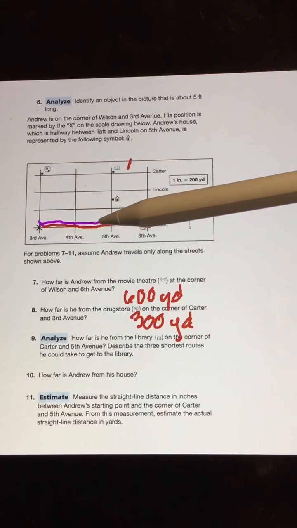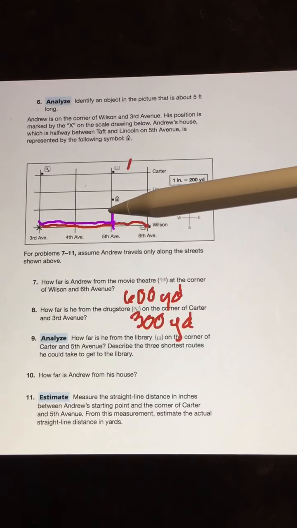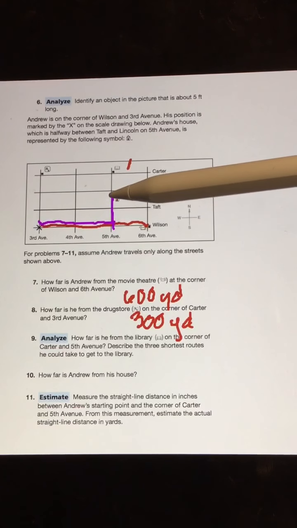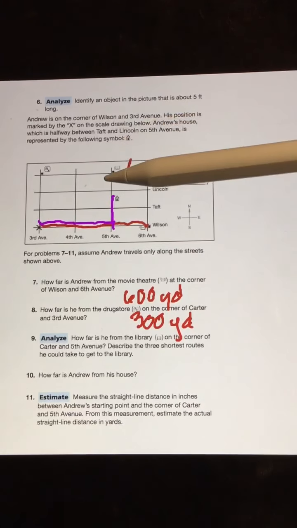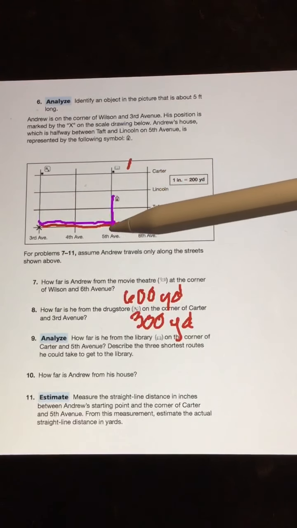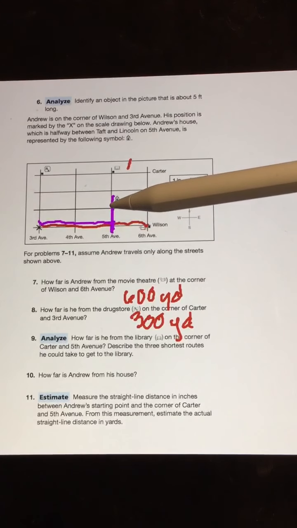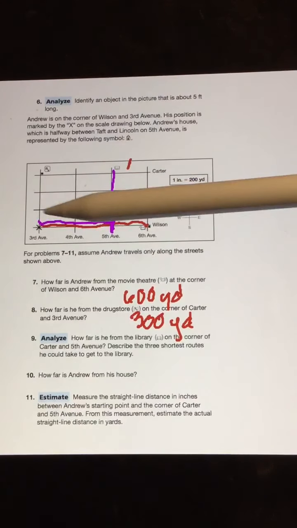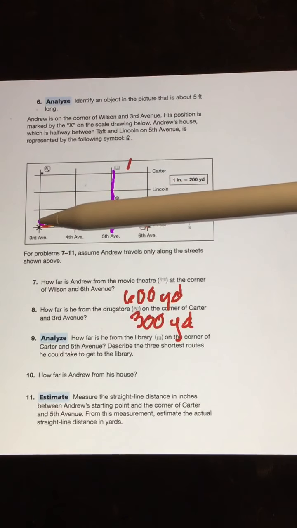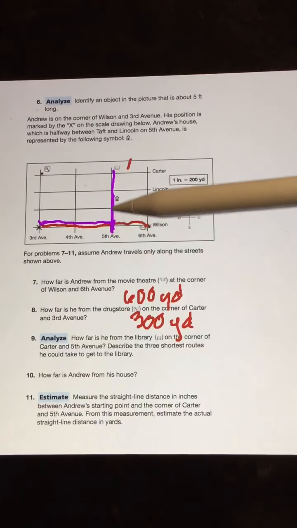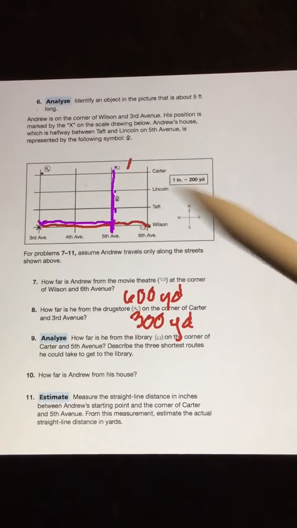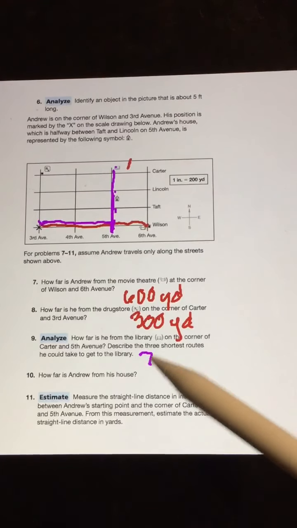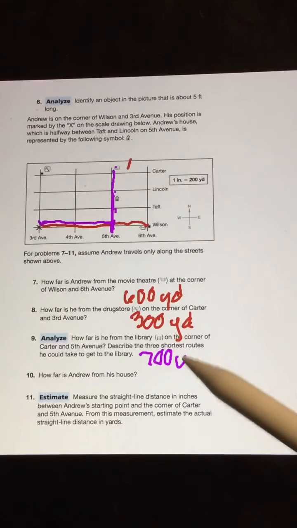200, 400, 600. Oh wait, I'm counting. Yeah, 200, 400. We go from 6, we go to 500, 600, and 700. So Andrew right here on this corner could take this route in purple, and he would go 200, 400, 500, 600, 700. All right, so he is 700 yards from the library.